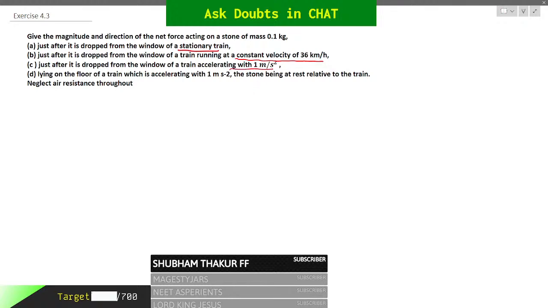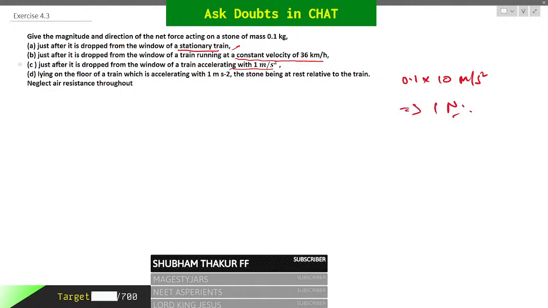So when the body gets detached from the train, the net force acting on the body is that of the gravitational force, and it's experiencing a force equal to mass times gravitation, which would be 0.1 kg times acceleration due to gravity, that is 10 meter per second square, and that would give us 1 Newton.